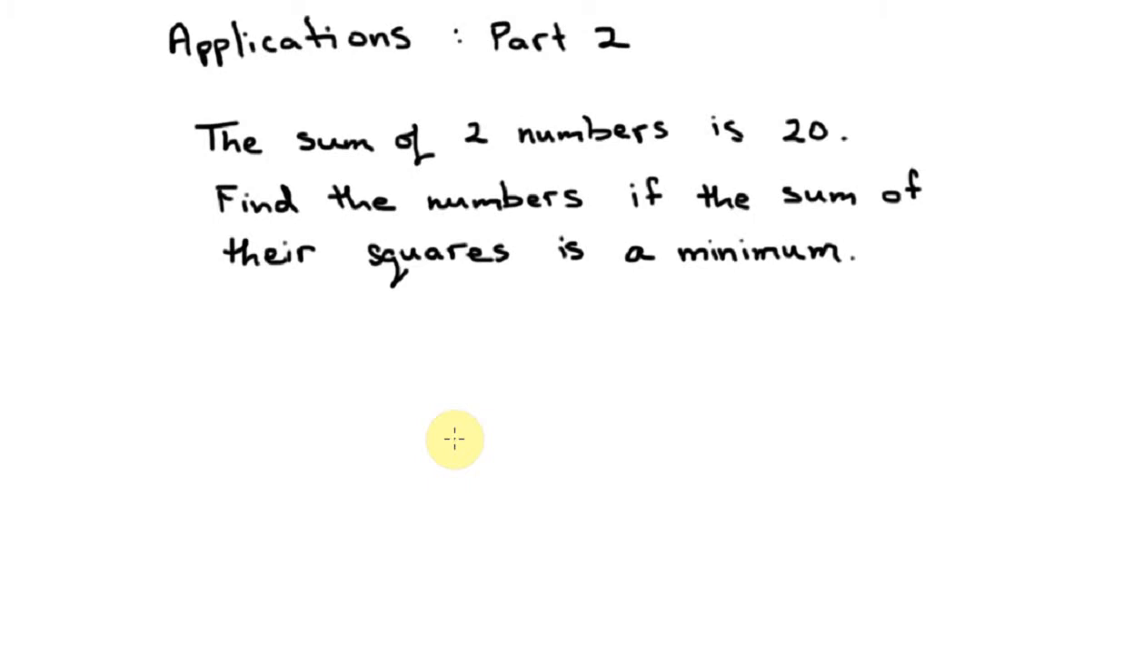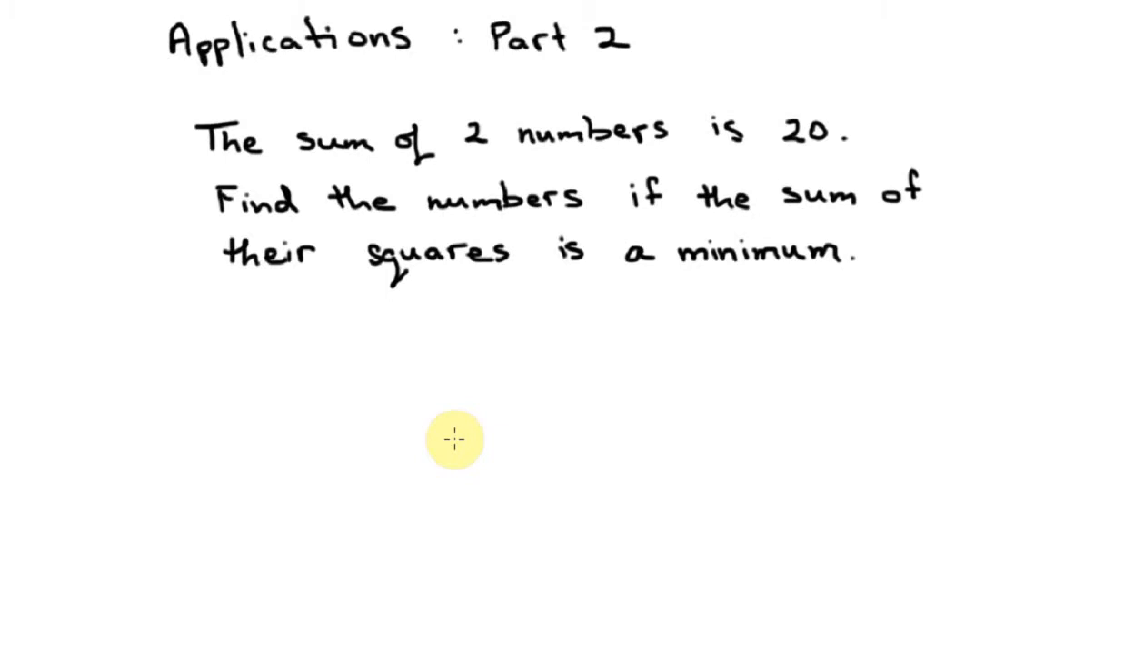All right, this is the second look at applications of quadratic functions, and I've already written up the question we're going to try to answer. It reads, the sum of two numbers is 20. Find the numbers if the sum of their squares is a minimum.